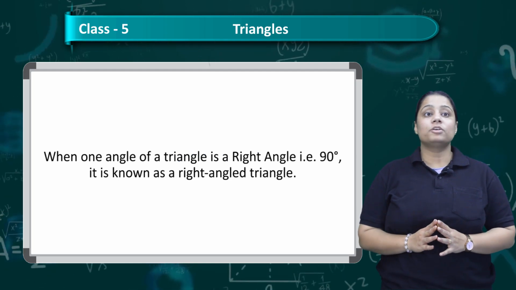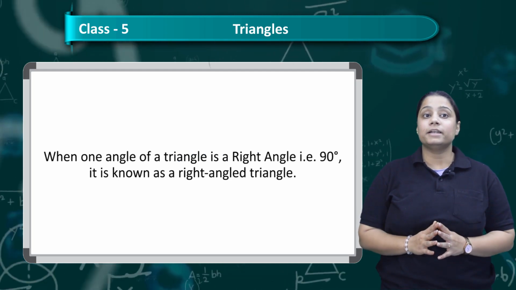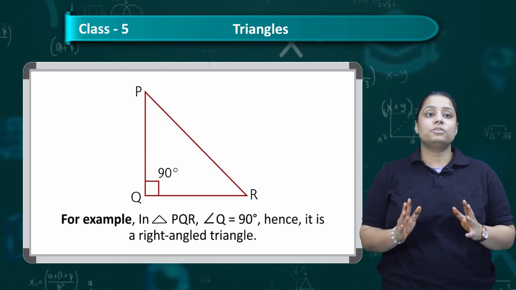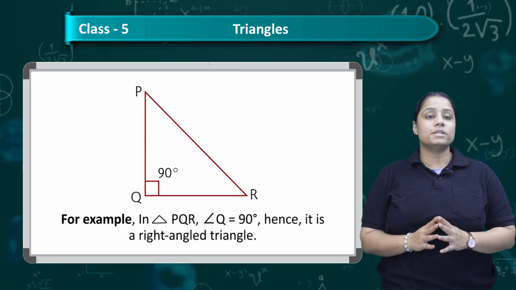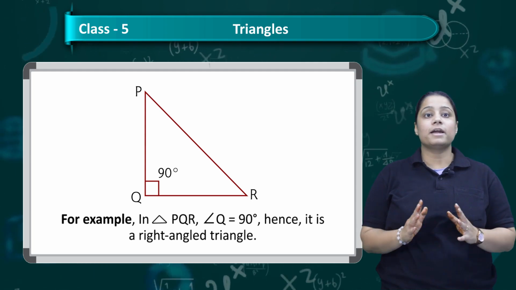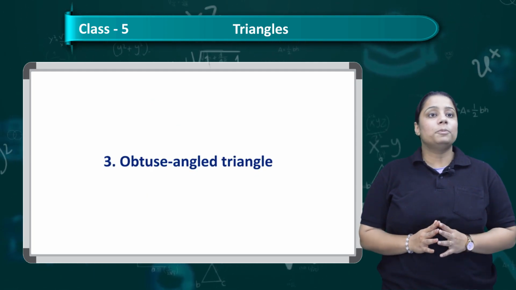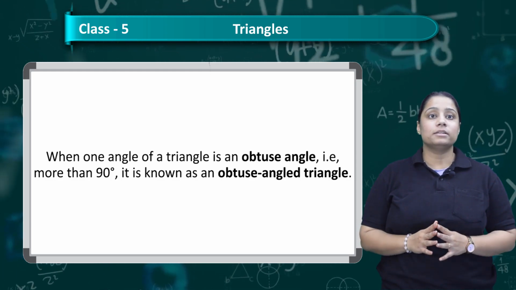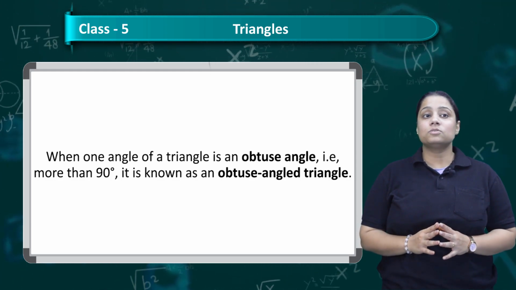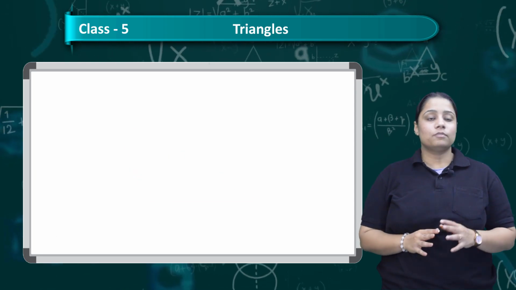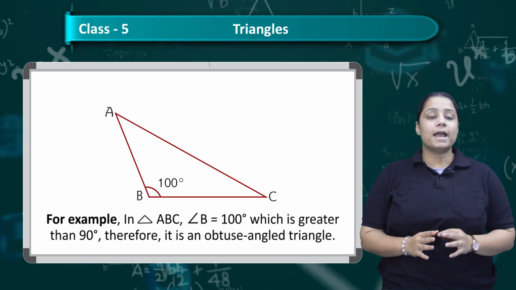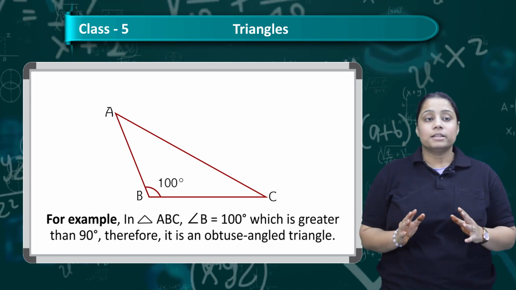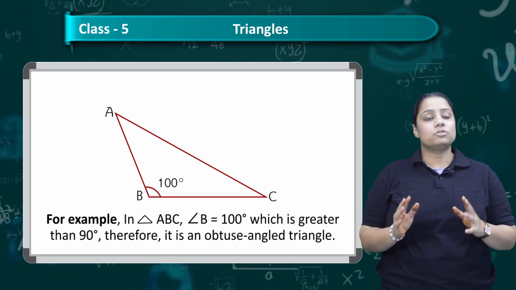Second, the right angled triangle. When one angle of a triangle is a right angle, that is 90 degrees, it is known as a right angled triangle. For example, in triangle PQR, angle Q equals 90 degrees. Hence, it is a right angled triangle. Third, the obtuse angled triangle. When one angle of a triangle is obtuse, that is more than 90 degrees, it is known as an obtuse angled triangle. For example, in triangle ABC, angle B equals 100 degrees, which is greater than 90 degrees. Therefore, it is an obtuse angled triangle.